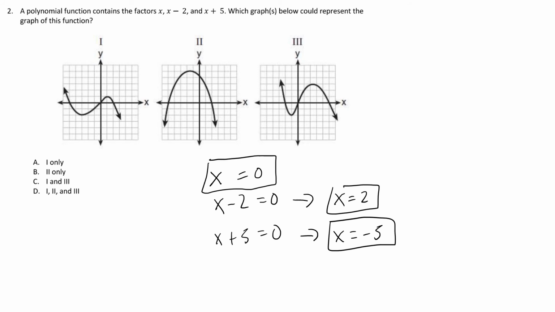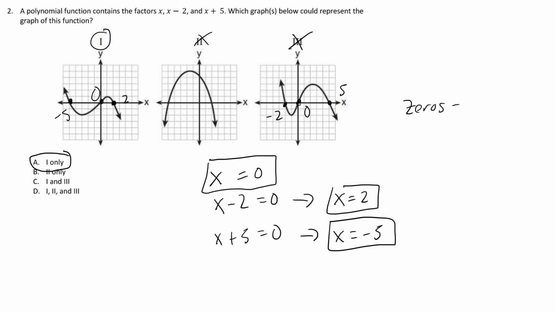So we need a graph that has all 3 of these as x-intercepts. We know it can't be 2 because 2 only has 2 x-intercepts. If you look at number 1, this one is at negative 5, 0, and 2. So this one works. When I come over to 3, I have the one at 0, but this is positive 5, and this is negative 2, which is opposite of what we need here. So it cannot be 3. The only one that works is 1.